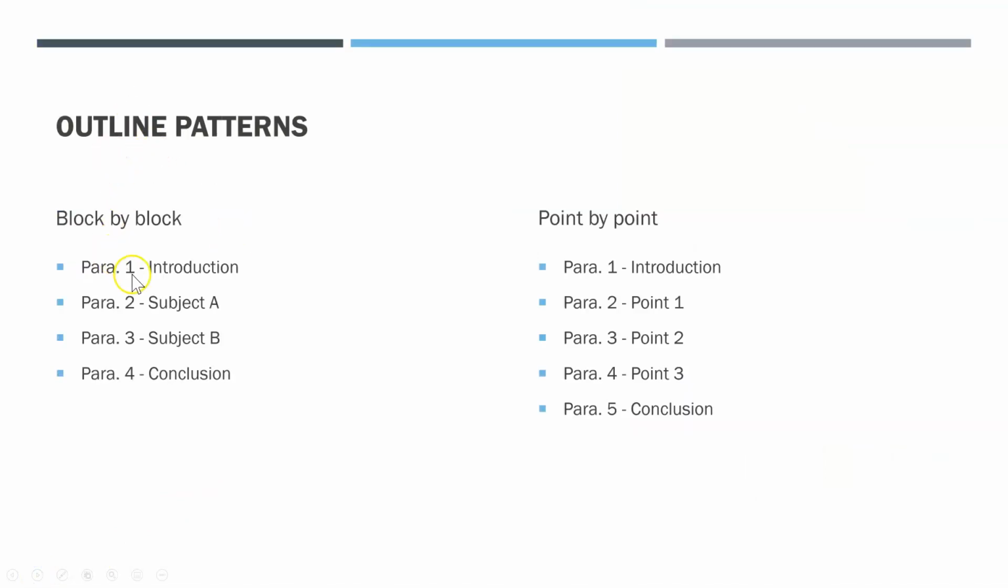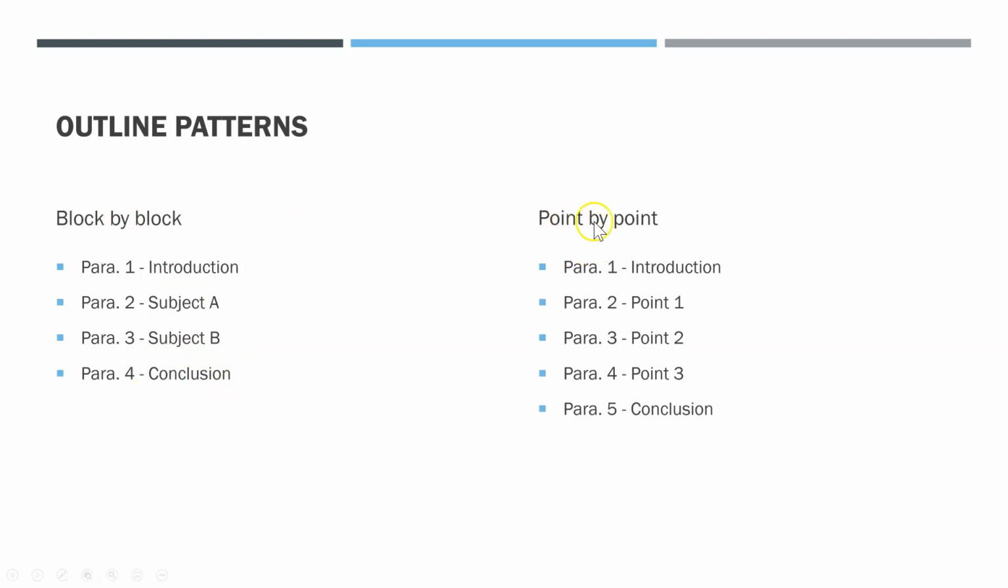Now let's talk about the 2 outline types. The first one is the block by block, which is a 4-paragraph essay. So if you like to write shorter essays, then this might be the one to choose. Your first paragraph, of course, you need an introductory paragraph with your thesis. Your second paragraph, you talk all about subject A. The third paragraph, you talk about subject B. Then you have a conclusion. So that's block by block.